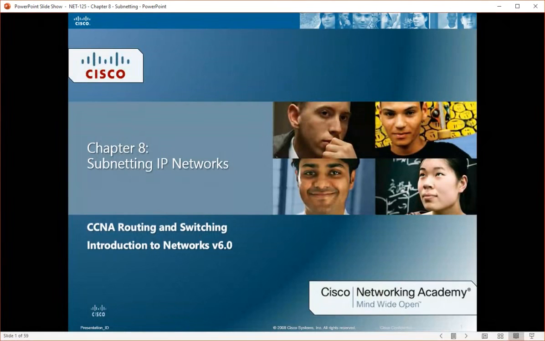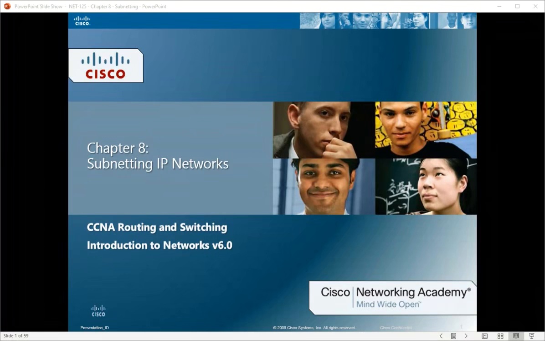All right. So Chapter 8 is about subnetting IP networks. This is where we start to look at how a network's construction allows us to logically organize its contents to better enforce security, to better troubleshoot information based on physical location as well as logical organization. So there's a couple of different pieces that are helpful through subnetting.